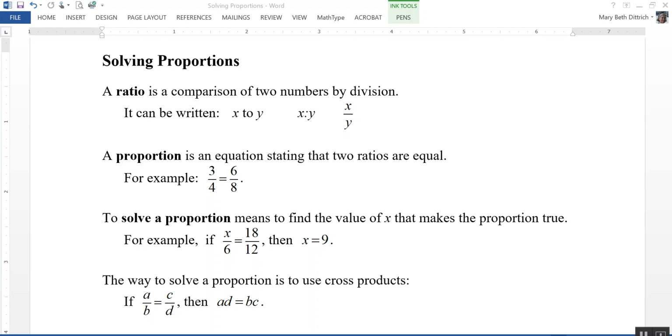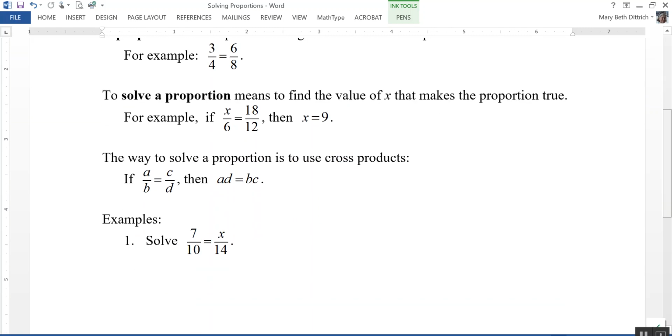The way that we solve a proportion is to use cross products. If a divided by b is equal to c divided by d, then a times d equals b times c. A times d, these two values that are across from each other, are going to be equal to b times c, these two values that are across from each other. Let's take a look at a couple examples here.